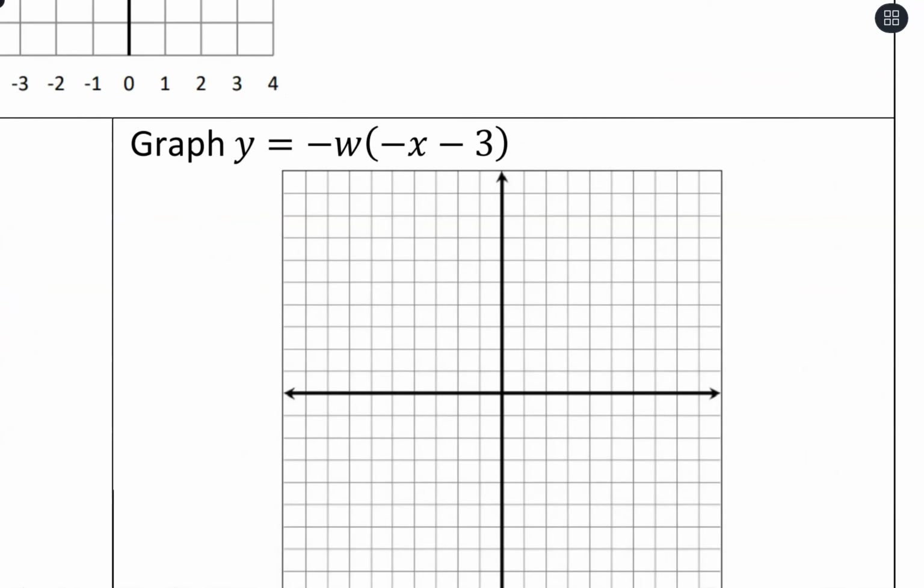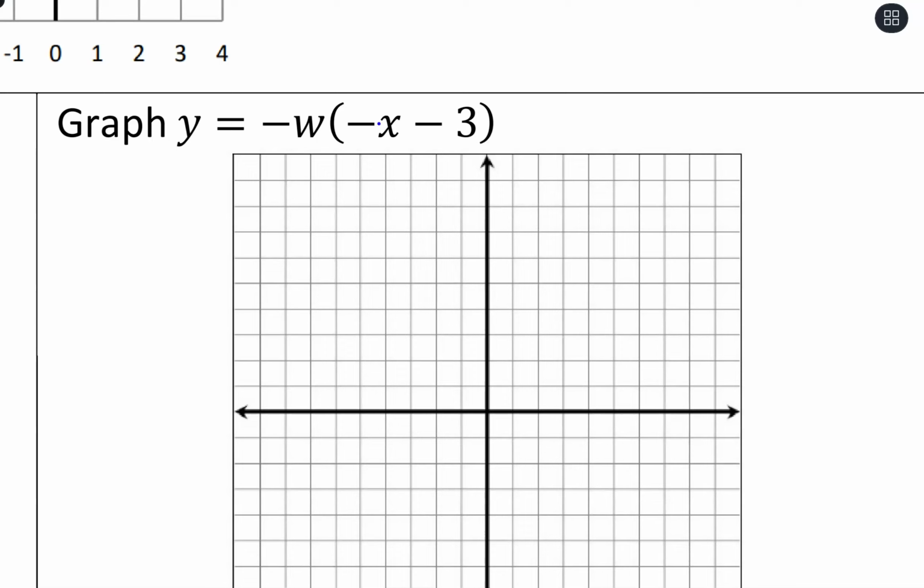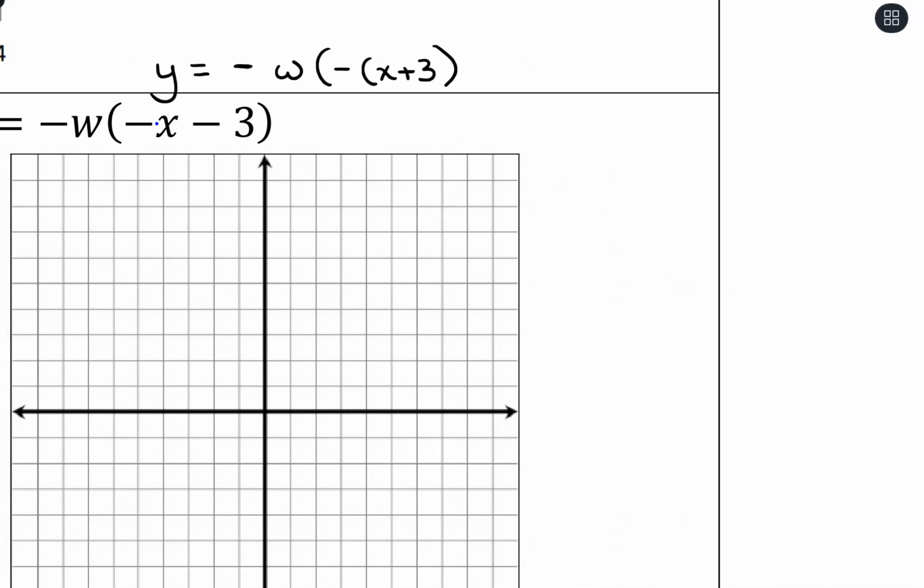Okay, our next one here. Again, we have this negative multiplying with x. I need to factor that out. So really my function is, we have a negative on the outside, W times negative on the inside, and with that factored out, it would really be an x plus 3. So I'm going to have some reflections here, and those are what I'm going to take care of first. So my first steps, I'm going to reflect over x, reflect over y.